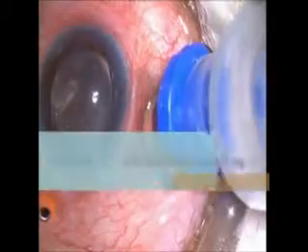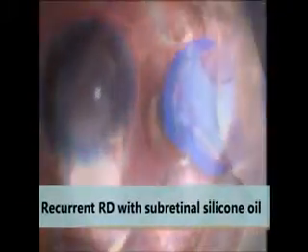This is a case of sub-silicone redetachment with subretinal oil. After silicone oil removal, PFCL is injected to flatten the posterior pole and displace the subretinal silicone oil to the periphery. Retinectomy is carried out in the areas of contractions.